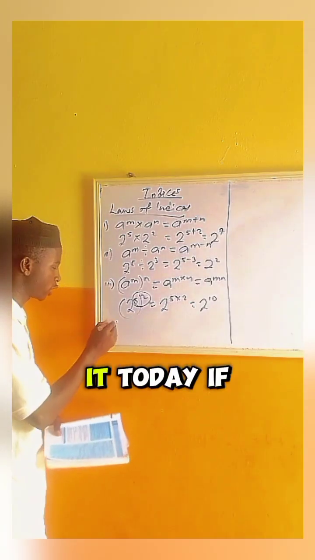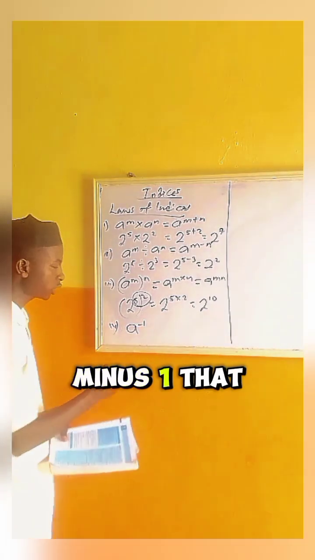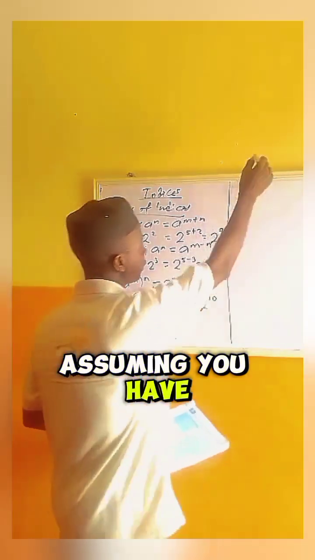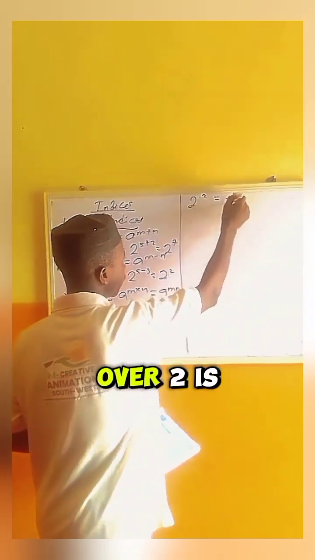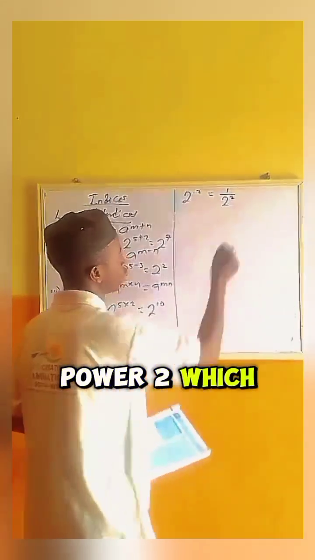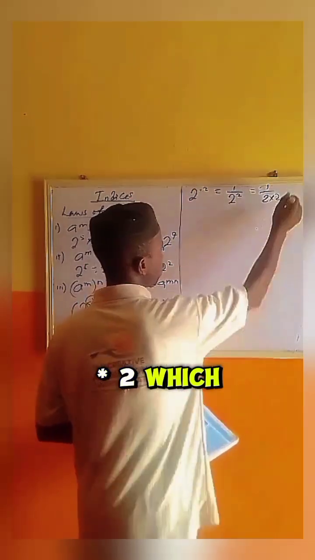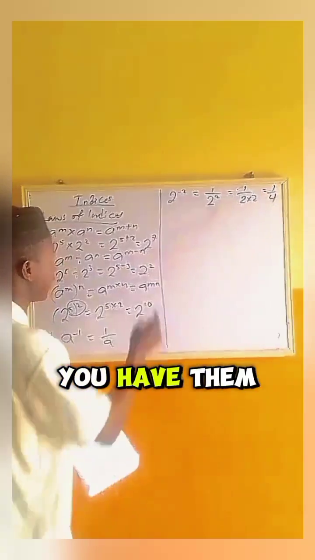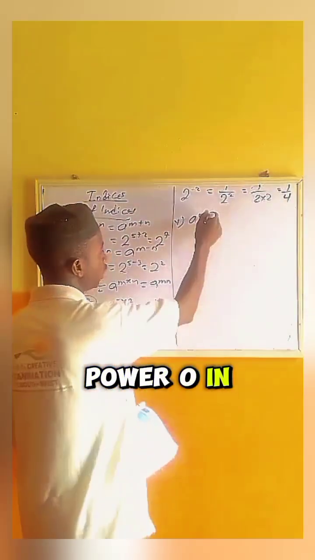So we are going to add to it today. If you have a raised power minus 1, that will give you 1 over a. Assuming you have 2 raised power minus 2, that will give you what? 1 over 2 raised power 2, which means 1 over 2 times 2, which equals 1 all over 4.